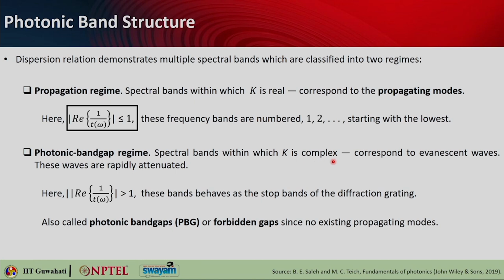That means they correspond to evanescent waves. It means these waves will get rapidly attenuated and they cannot propagate within that periodic medium. In this case, ignore this particular sign, it is only the modulus of the real part of 1 over t, and that will come out to be greater than 1. And these bands behave as stop bands of the diffraction grating. They are also called photonic band gap, PBG, or forbidden band gap, since no propagation modes are possible in this case.